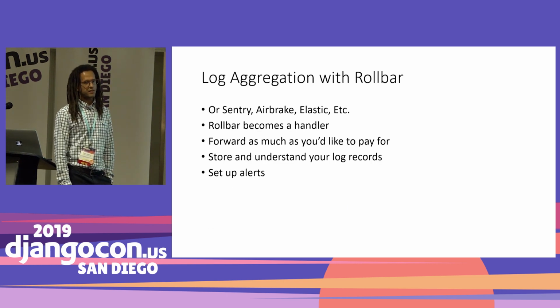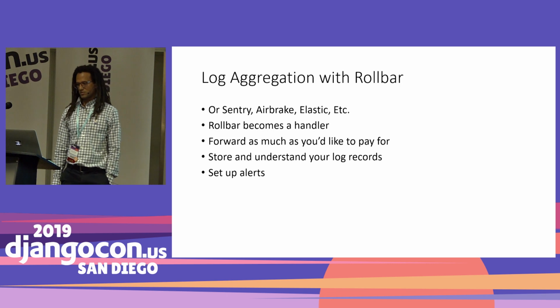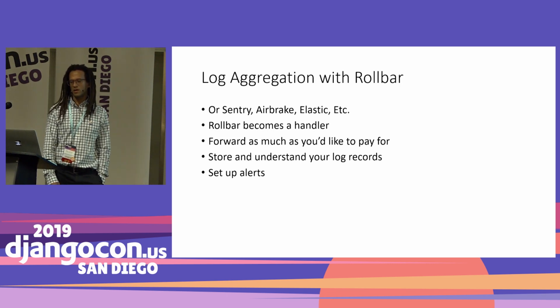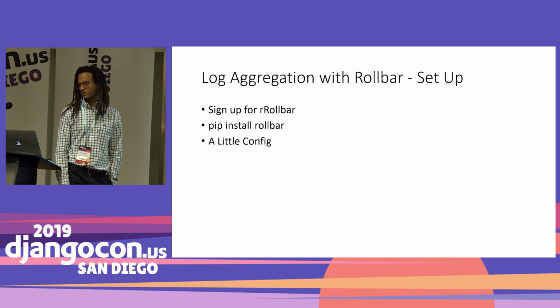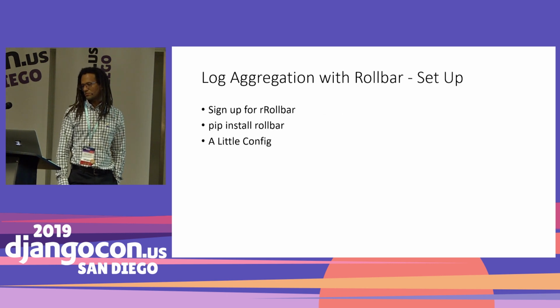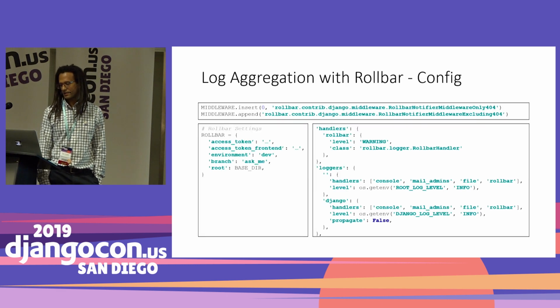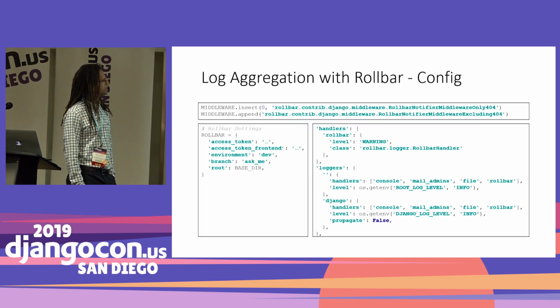Another great thing that you can do here is set up logging aggregation with something like Rollbar or Sentry, Airbrake, Elastic, whatever you like. And this is nice because it gives you a web interface to all of your log files. And so you might do that by signing up for a Rollbar account, pip installing Rollbar, adding a little bit of configuration. This would be some of that configuration.